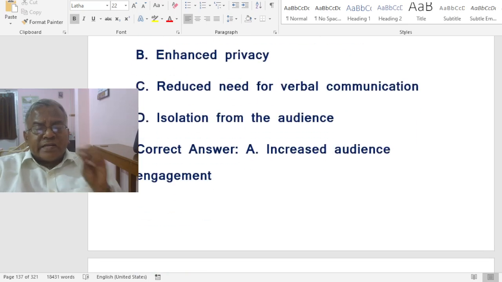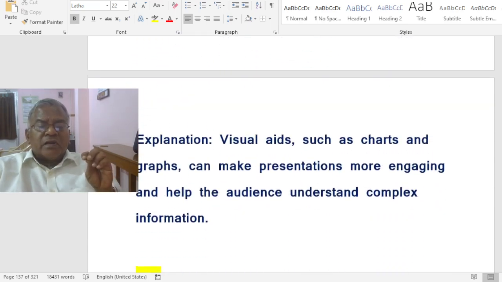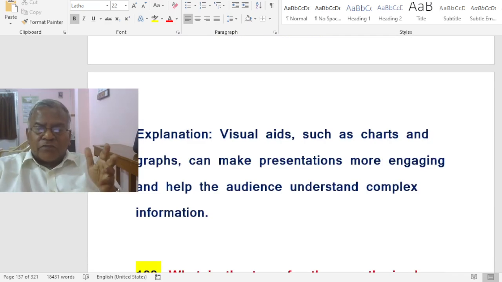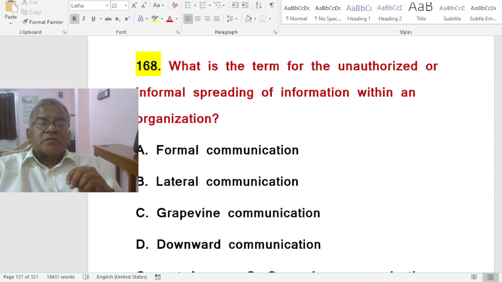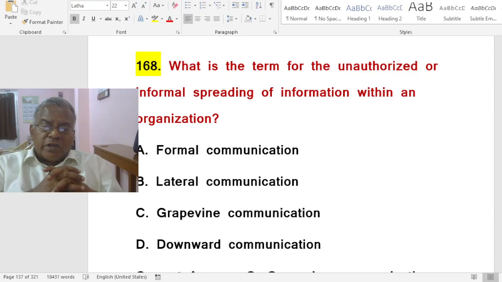That is increased audience engagement. That is the benefit of visual aids. Visual aids such as charts and graphs can make presentations more engaging and help the audience understand complex information, difficult information, abstract information. What is the term for the unauthorized or informal spreading of information within an organization?